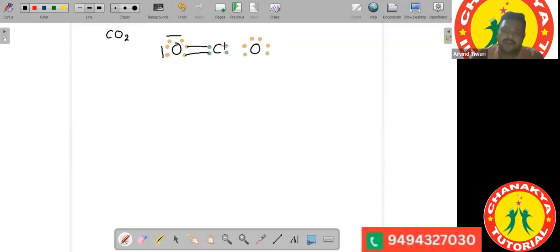And similarly here also, up to now the valency of carbon is not satisfied. You can see here 1, 2, 3, 4, 5, 6. Okay, so it will share another 2 electrons with oxygen, and hence now the valency of carbon is satisfied. And the valency of oxygen is also satisfied.